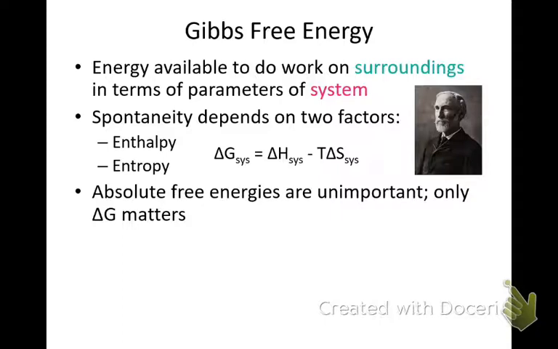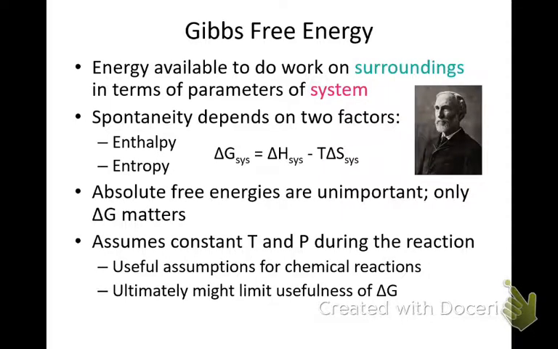Kind of like delta H and, to a lesser extent, delta S, the absolute value, the numerical value of G, doesn't matter. Only changes matter. So those changes are between the products and the reactants. Delta G, Gibbs free energy, makes assumptions that during the course of the reaction, the temperature is constant and the pressure is constant. There are other types of free energy that if you become a chemistry or physics major, you can talk about, but this one assumes a constant temperature and pressure.